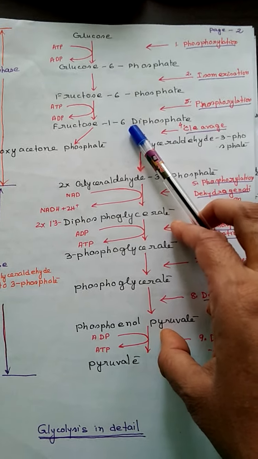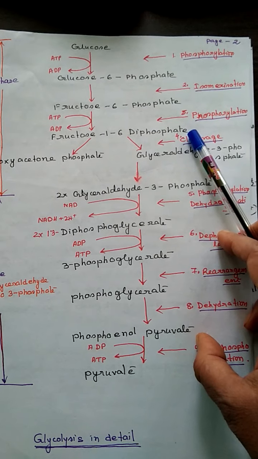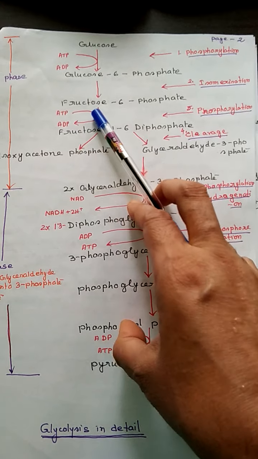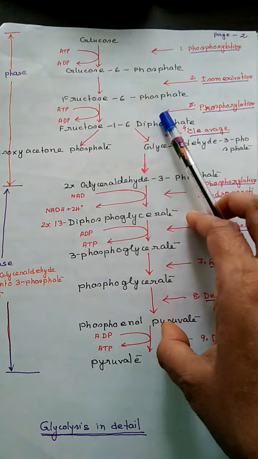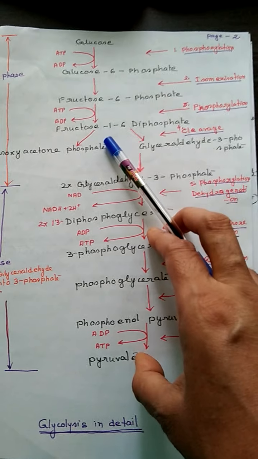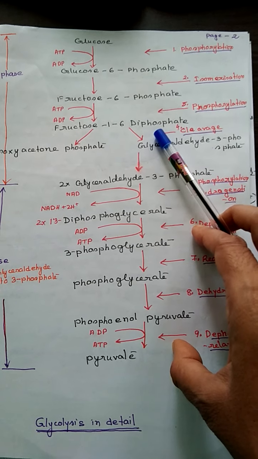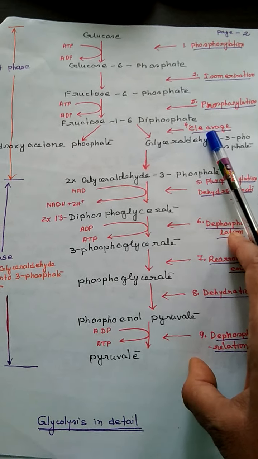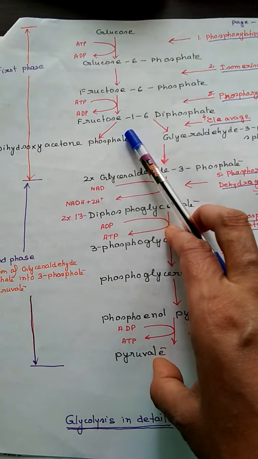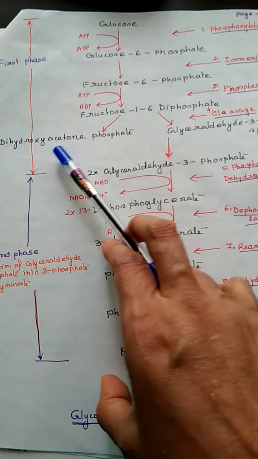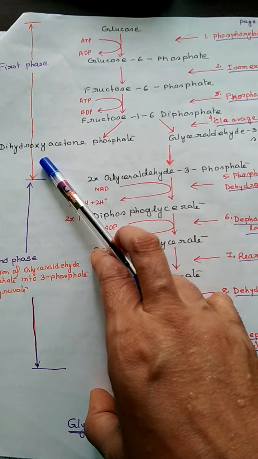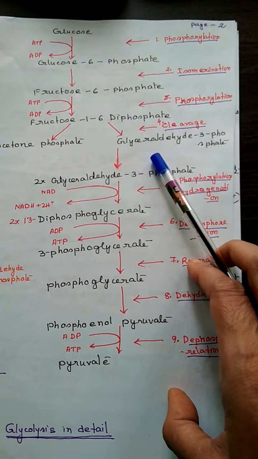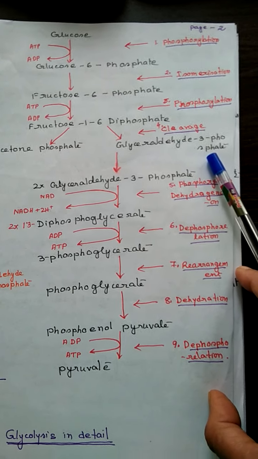And the next part, that is number 3, is known as phosphorylation. Now here again ATP is converted into ADP, fructose 6 phosphate converted into fructose 1,6 diphosphate, means 2 phosphate. Now the next part is cleavage, breakdown, that is known as cleavage. So after cleavage, fructose 1,6 diphosphate is converted into dihydroxyacetone phosphate, and another one is glyceraldehyde 3 phosphate.